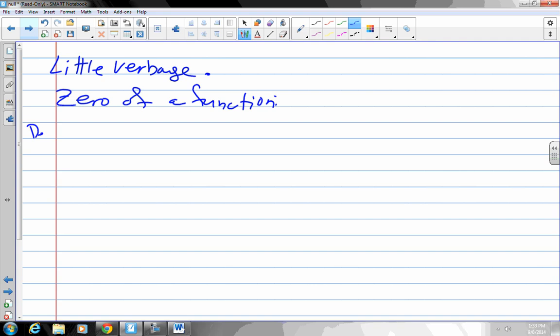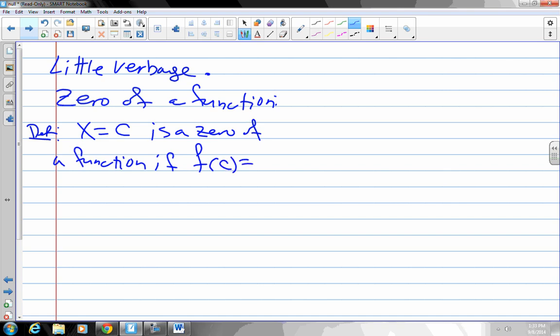So here's the definition. x equals c is a zero of a function if f of c equals 0. Very simple definition. Whatever number turns your function into 0 is called a zero of a function. c itself does not have to be 0. c could be anything, as long as it turns your function into 0. Actually, it's a two-way street.